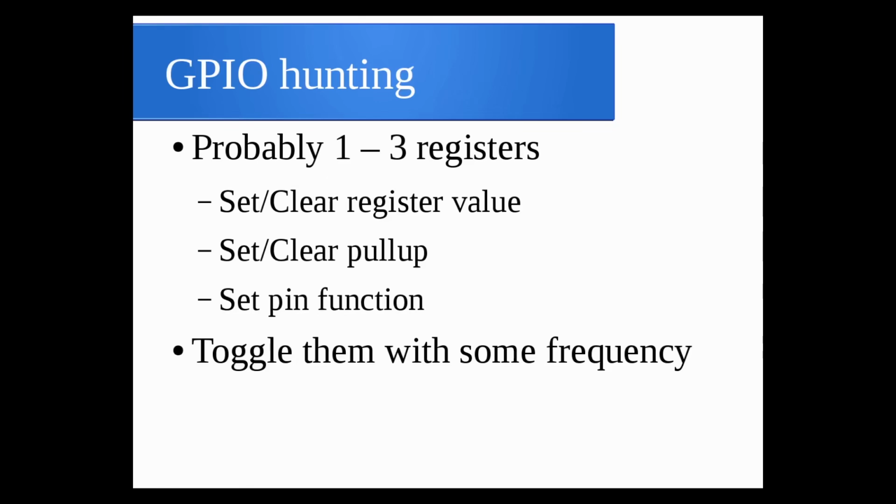GPIOs are: you write a byte, the line goes high; you clear the byte, it goes low. It's probably going to be 1 to 3 registers. One register is definitely going to be the value. Another register might be to set or clear a pull-up, we don't know. Another one might be, if a pin can have multiple uses, a set pin function register. And what we're going to want to do is toggle them low and high, so we can look for some sign that this is wiggling up and down, which means that it's alive.